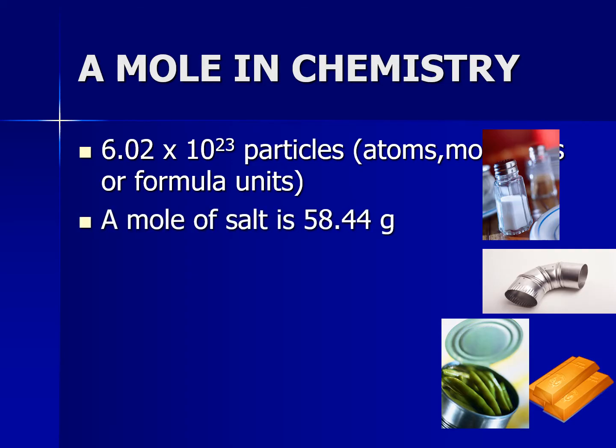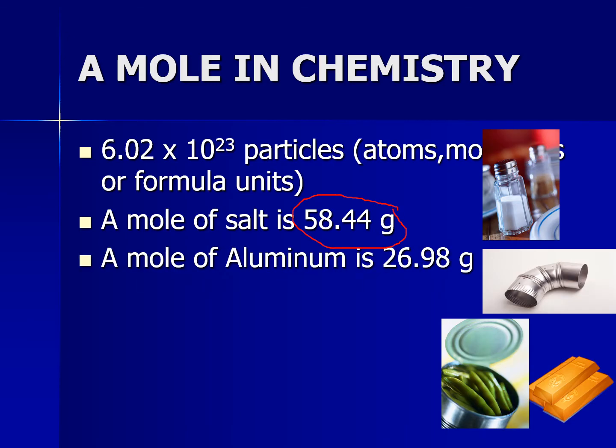So we can calculate the molar mass of salt, and to do that we need the periodic table. So salt is sodium and chlorine, and we get the mass of both of those elements, add them together, and we get 58.44. A mole of aluminum is 26.98 grams.